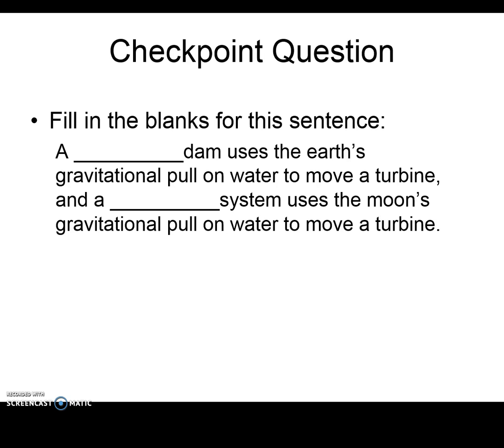Before we move on to the last two examples of inexhaustible energy sources, fill in the blanks to complete this sentence.